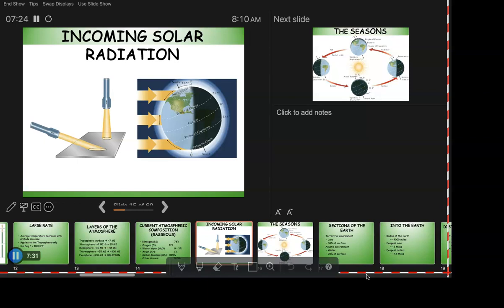Now, as it turns out, that region that gets the most energy, I told you, because we had that tilt, it's actually widened. It's spread out a little bit. It goes from 23.5 north latitude down to 23.5 south latitude. If that 23.5 sounds familiar, it should. It's the tilt that we have.